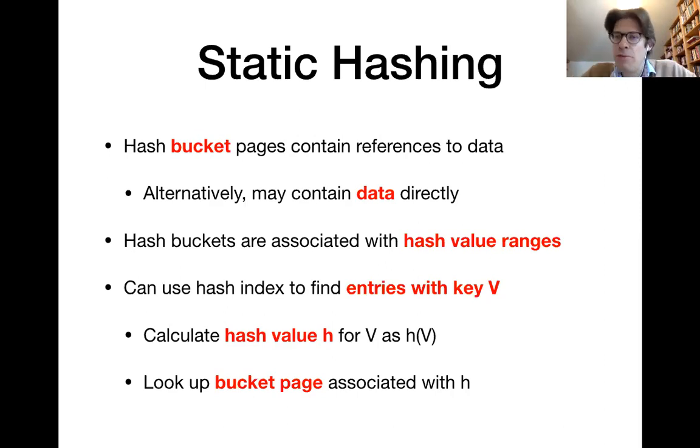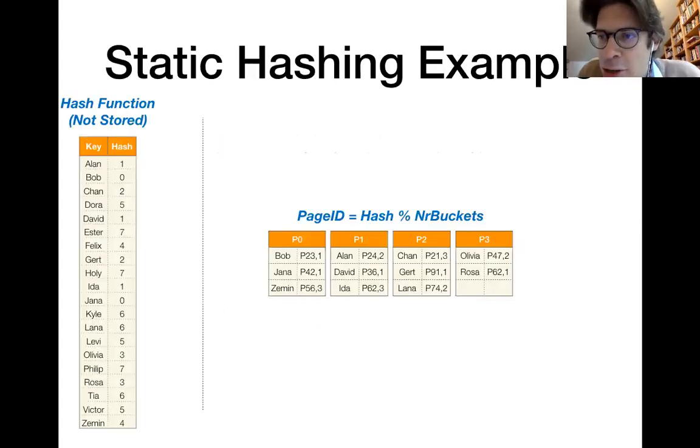So the way you use one of those indexes when looking for entries with a specific key value is that you first of all calculate the hash value for that key you're looking for. And then you look up the bucket page which is associated with the hash value. This is a little illustration here.